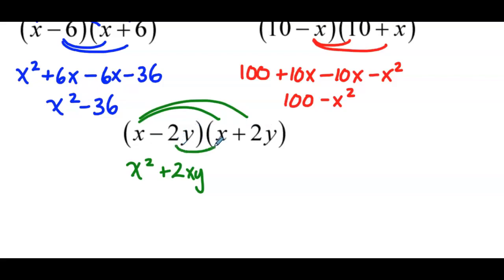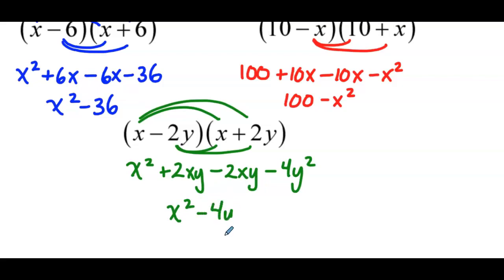Then we'll distribute the negative 2y. So we have minus 2xy minus 4y squared. Combining our like terms in the middle, the positive 2xy minus 2xy cancel, and we're left with just x squared minus 4y squared.